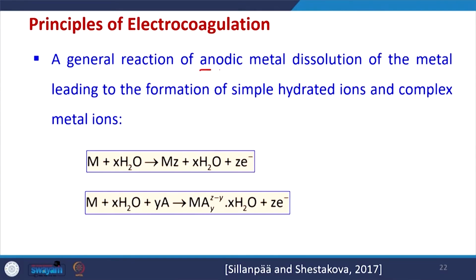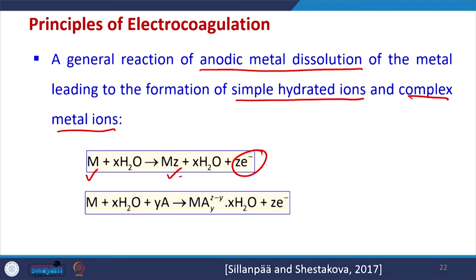We will continue further and learn a little bit about the principles, though we have already covered some. A general reaction of anodic metal dissolution, leading to the formation of simple hydrated ions and complex metal ions, is shown here. So M is getting removed, M is coming out, and electrons are getting generated. Similarly, metal can form this type of complex also, depending upon whether something is available in the water or not. So these complexes are also possible.